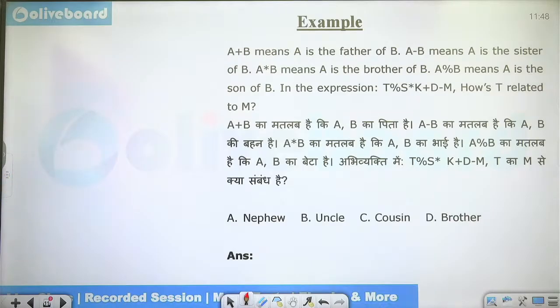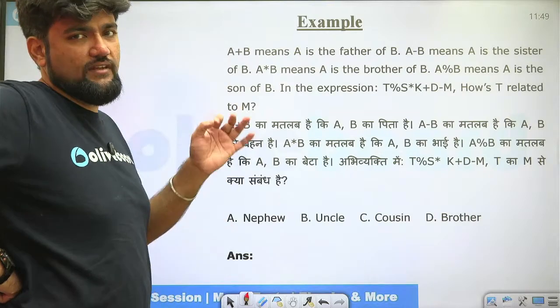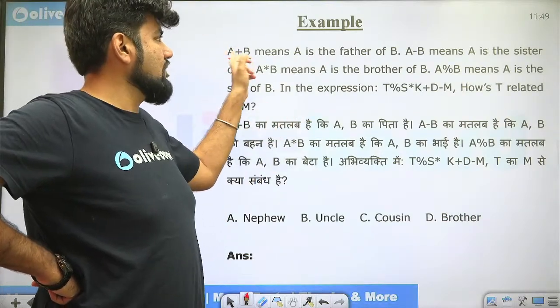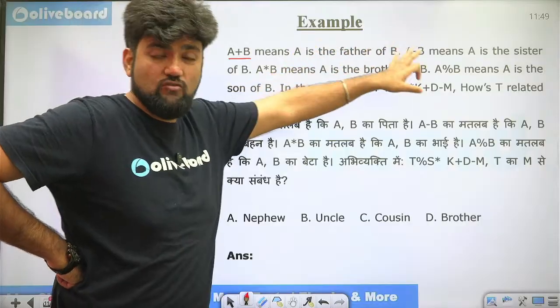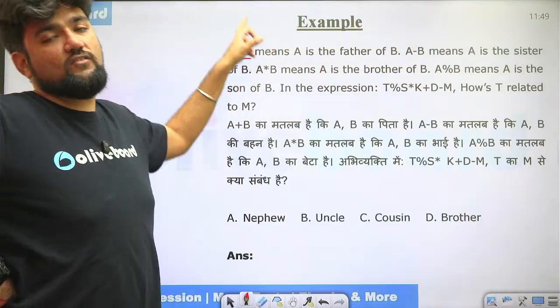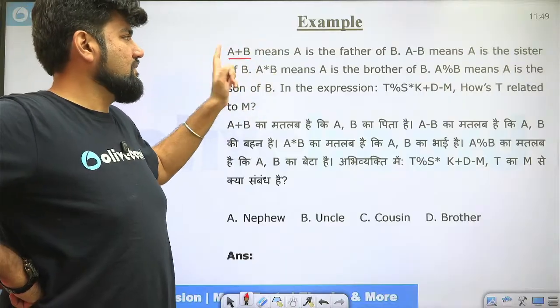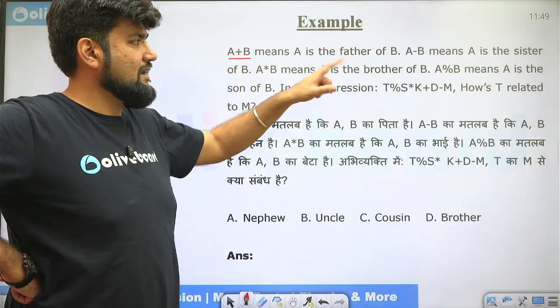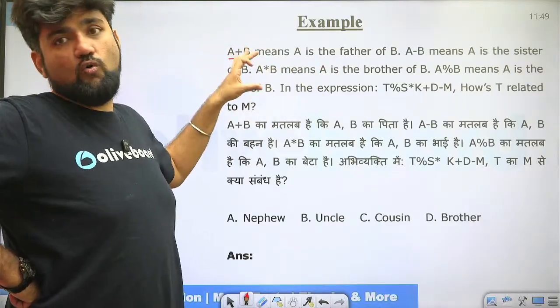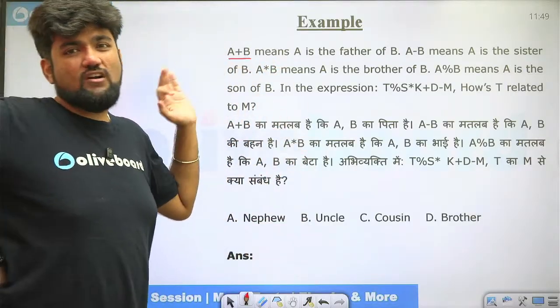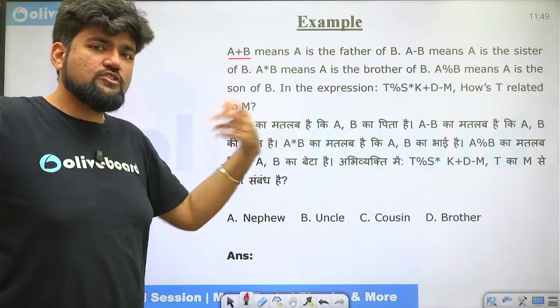Okay. So what happens here? Here, there are some expressions given to you and they are coded with a blood relation. So A plus B implies A is the father of B, only in this order strictly. First person is the father of the second person. Okay. A minus B means A is the sister of B. A asterisk B means A is the brother of B. A percent B means A is the son of B. This code will keep on changing for every question. This is not a unique code. This is not a defined code. This code will keep on changing for every question.